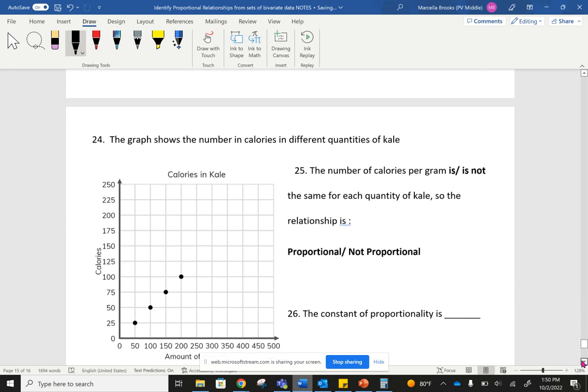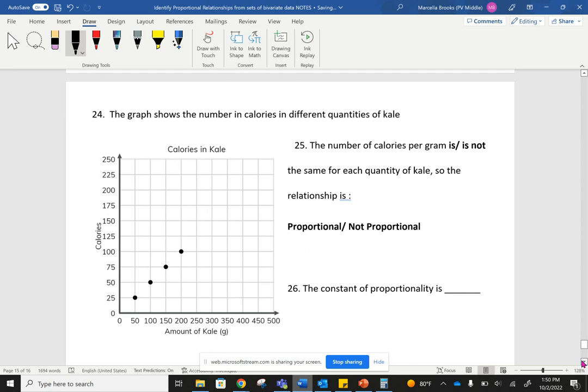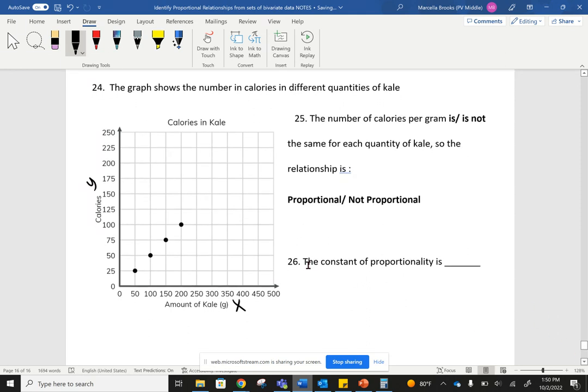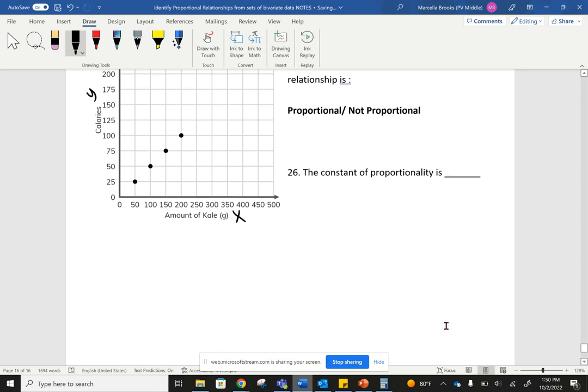Okay, 24. The graph shows the number of calories and different quantities of kale. Always mark our y and our x. 25. The number of calories per gram is or is not the same for each quantity of kale. So the relationship is proportional or not proportional. And if it is proportional, on 26, you're going to tell me what the constant of proportionality is.